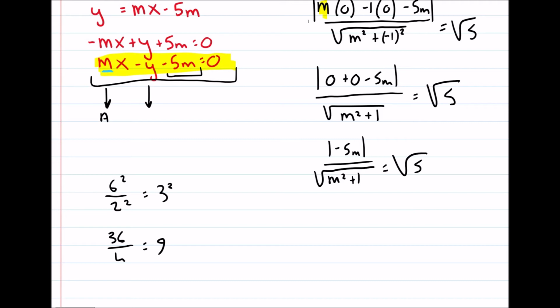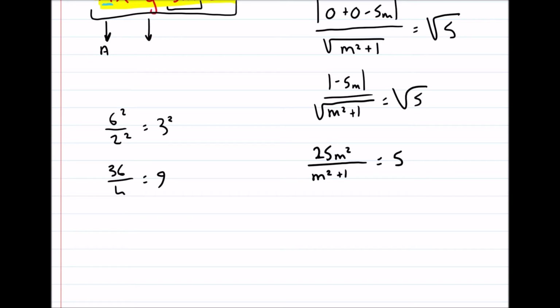So the top, forget the modulus, right? So let's just take 5m or minus 5m, whichever you want, squared. Well, 5m all to be squared is 25m squared. Okay, and the bottom square then will just leave us with m squared plus 1, and squaring this we'll get 5.